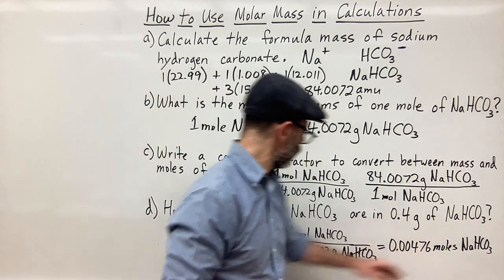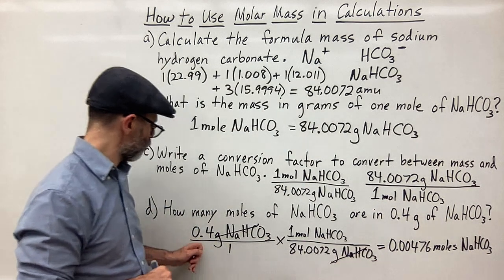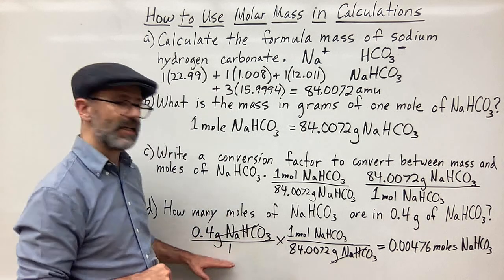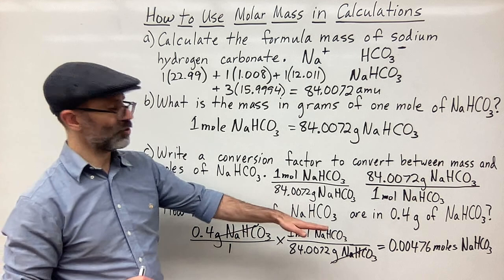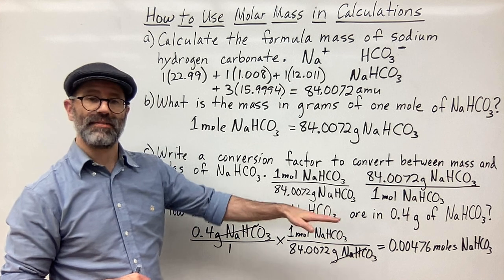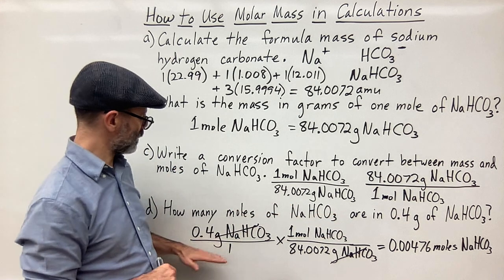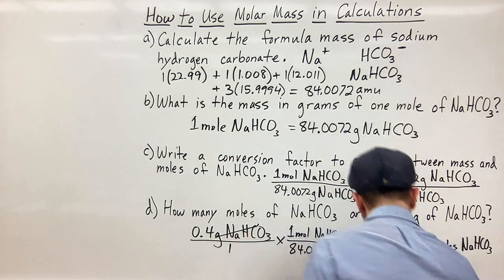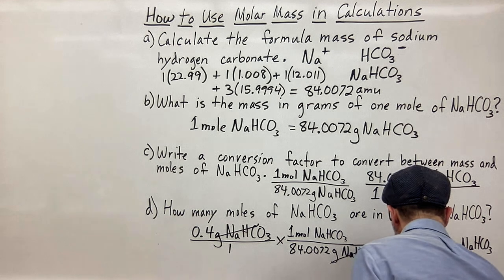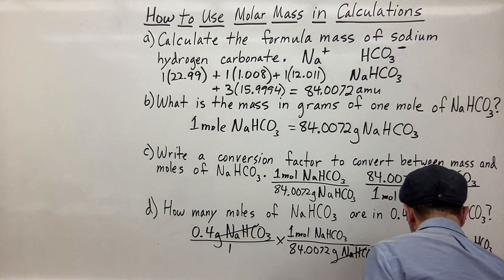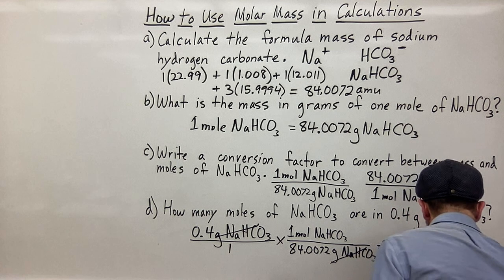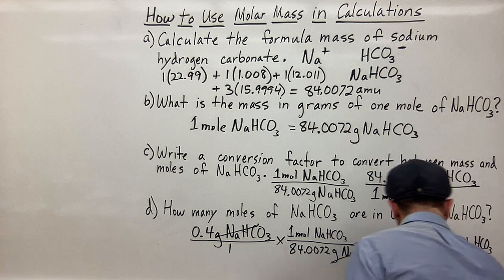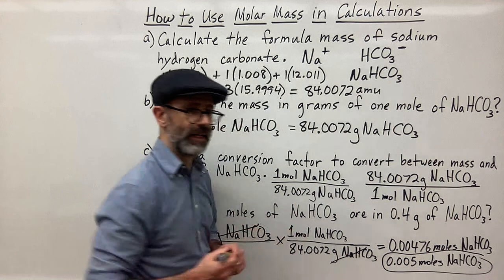But we need to pay attention to significant figures. Here we have 1 sig fig. Here we have 6. So the least number is 1. Our answer has to have the same number of sig figs as the one with the least. So here we're looking at 1. So this should be rounded to 0.005 moles of the NaHCO3. So that is our final answer.